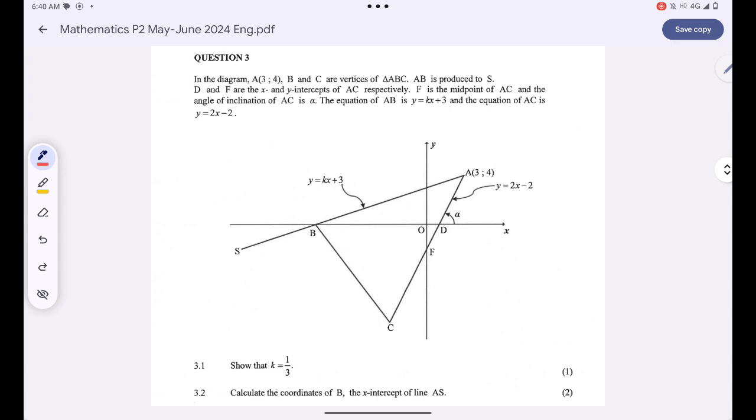In this video, guys, I'll be tackling the third question from the November 2024 Mathematics Paper 2 examination. Please note that the other questions are already uploaded, and each and every question has its own video.